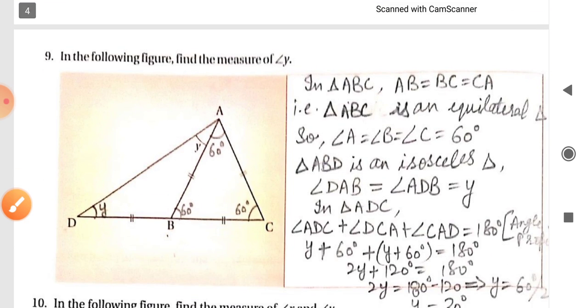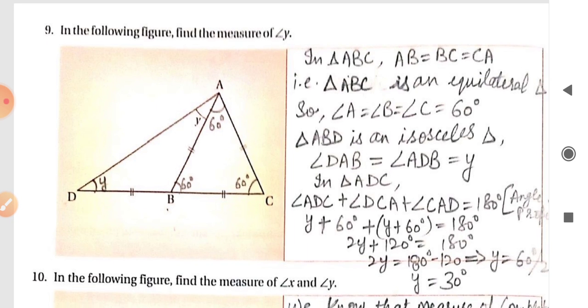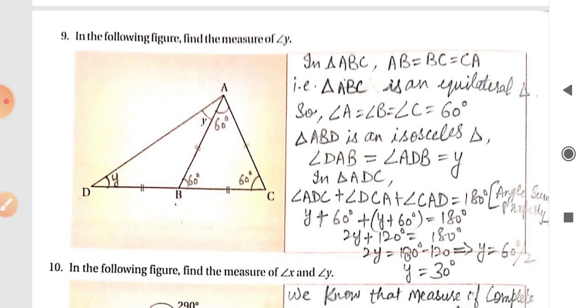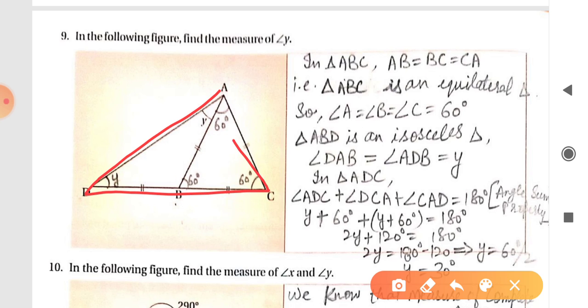Next is the ninth question. We are given a diagram. We are given this figure, triangle ADC, and in this triangle there is a line AB that is dividing the triangle into two triangles, and we have to find the measure of angle Y. This is angle Y.